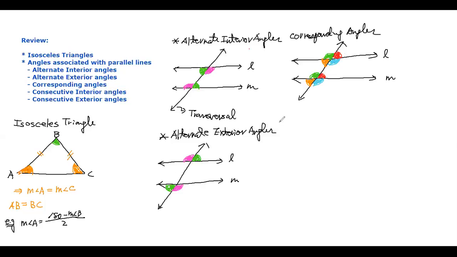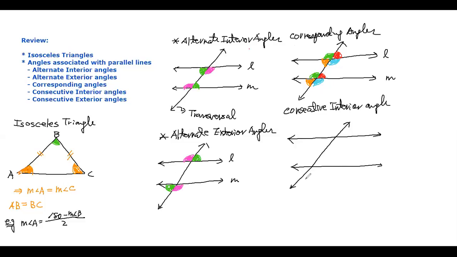Okay, now the next thing we're going to talk about is the consecutive interior angle. Maybe I can write a little bit smaller so I have space to put my other ones here. I don't want to go to the next page. Okay, so this is L, this is M, this is my transversal. So what are the consecutive interior angles? That means they are both interior and right next to each other. So I'm going to use colors here.